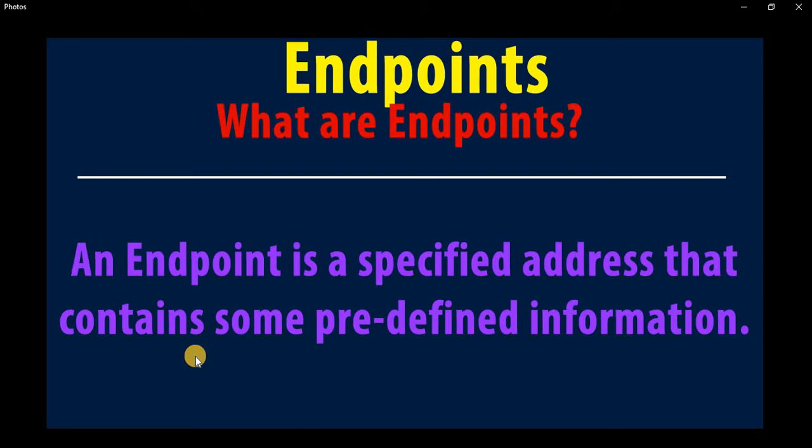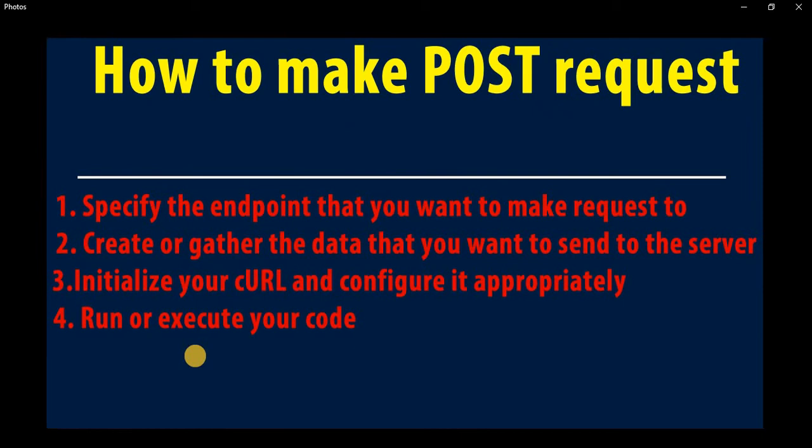The next thing we're going to take a look at is how to make a POST request. If you want to make a POST request, there are just a few things you need to do. Number one is to specify the endpoint that you want to make a request to. Number two is to create or gather the data that you want to send to the server. This could be gathered through a form or whatever means. You can hard code the data if you like, but if you want to capture it from a form, you can also do that.